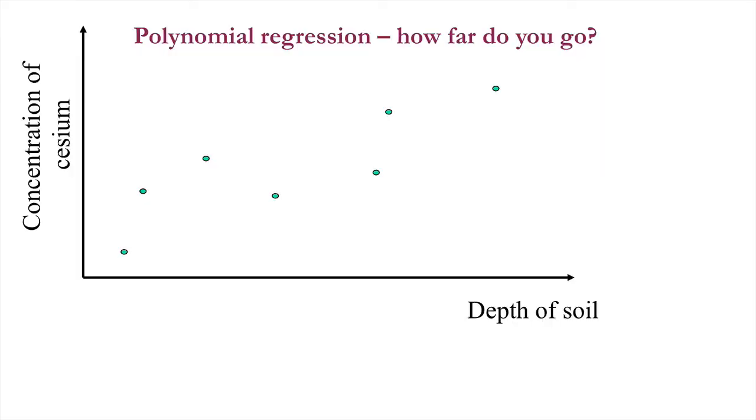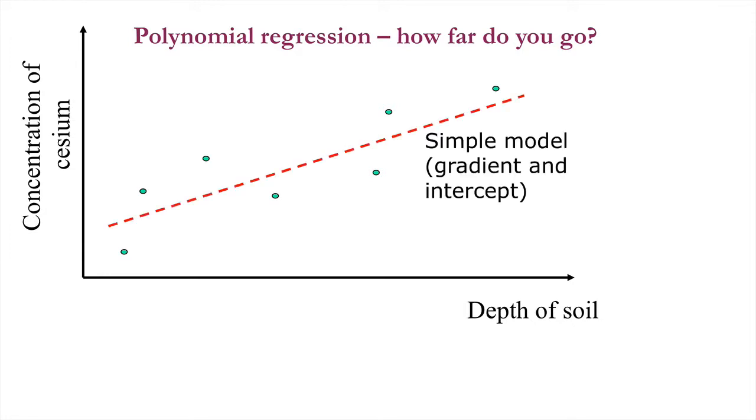Now, in this short lesson, we're going to be looking at a particular form of model selection, that is, a form of model selection based on polynomial regression. Here we have some data relating the concentration of cesium to the depth of soil. The data look approximately linear, and we could decide to fit a simple linear regression model. And that's what the model might look like. It's a simple model with a gradient and an intercept describing that relationship between the response variable and the predictor.